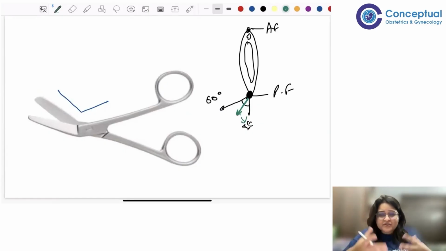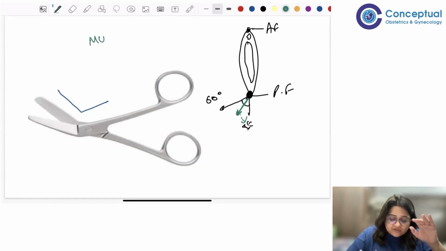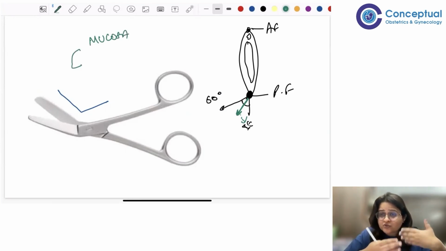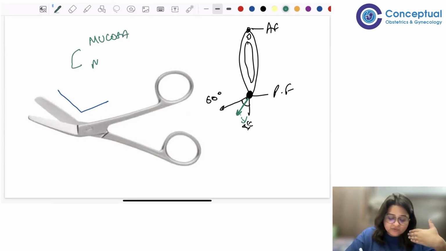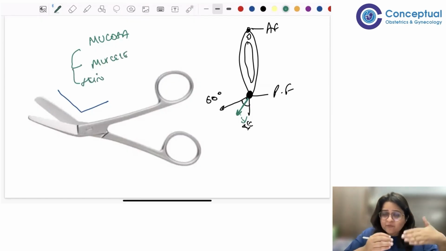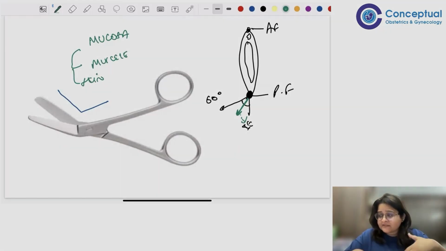Another common question they ask in theory is what are the structures cut? We have the mucosa, and this is important because this is how you're going to suture the episiotomy. From inside out, you have the mucosa, you have the muscle, and then you have the skin. And the same way we're going to suture: the mucosa, the muscle, and then the skin.